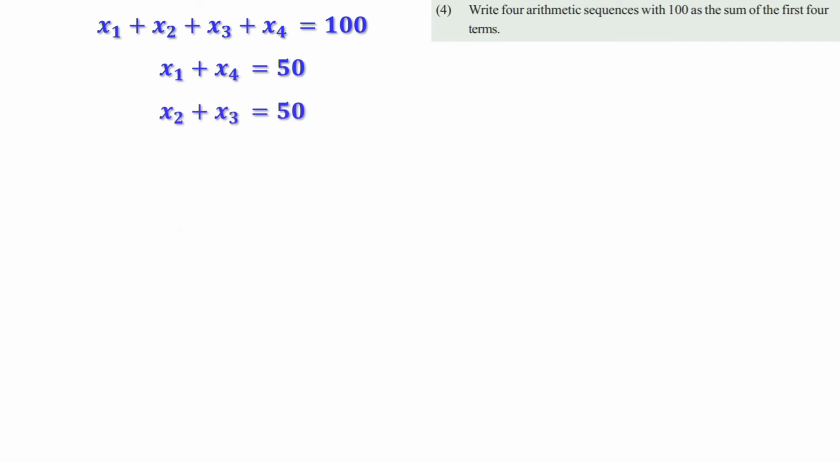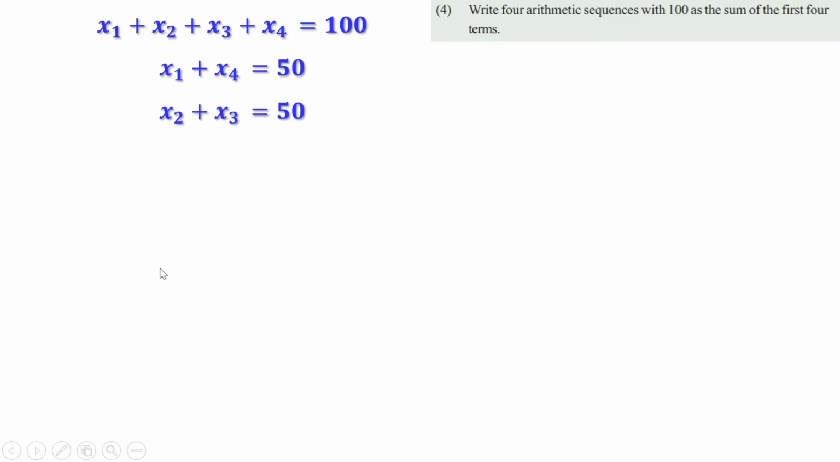Now the fourth problem: write 4 arithmetic sequences with 100 as the sum of the first 4 terms. Given that the sum of the first 4 terms is 100, that is, first term plus second term plus third term plus fourth term is 100. Since there are 4 terms, we can make 2 pairs. That is, first term plus last term is 50 and second term plus third term is 50. Now we know second term plus third term is 50. Let us take two numbers whose sum is 50.